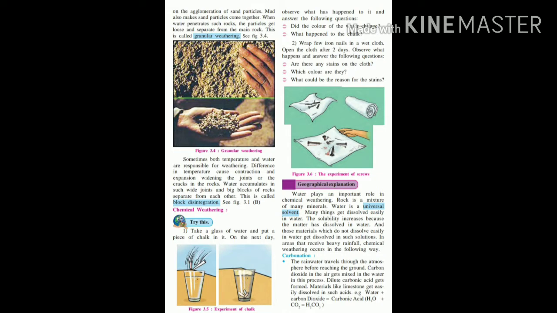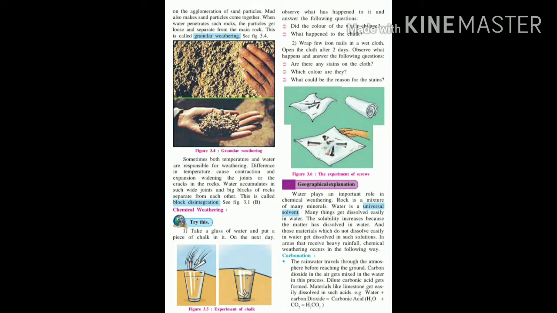Now, in areas that receive heavy rainfall, chemical weathering occurs in the following ways. Carbonation. Now, what is carbonation? The rainwater travels through the atmosphere before reaching the ground. So, when this rainwater gets mixed with the air, carbon dioxide from the air gets mixed in the water in this process.